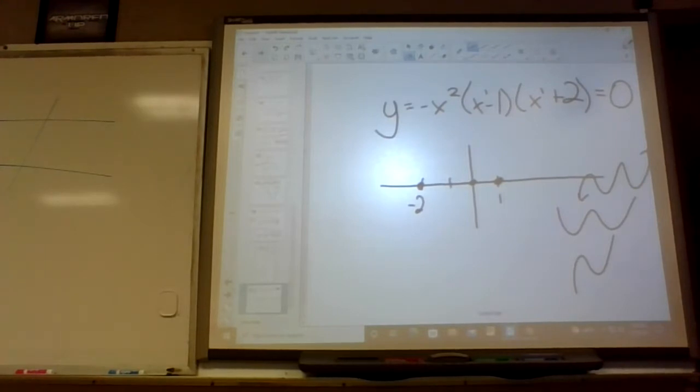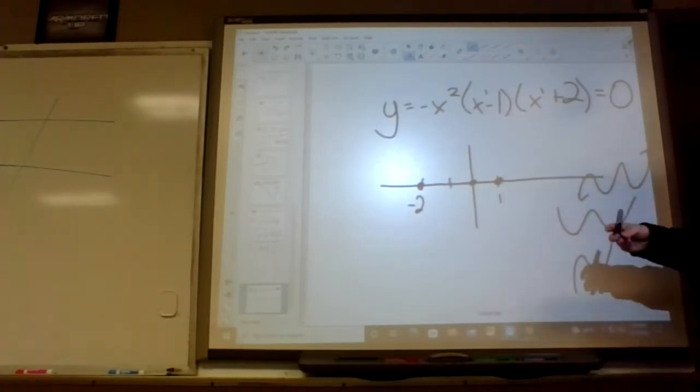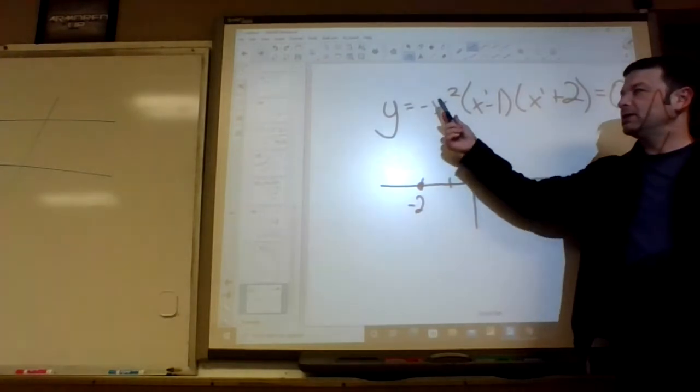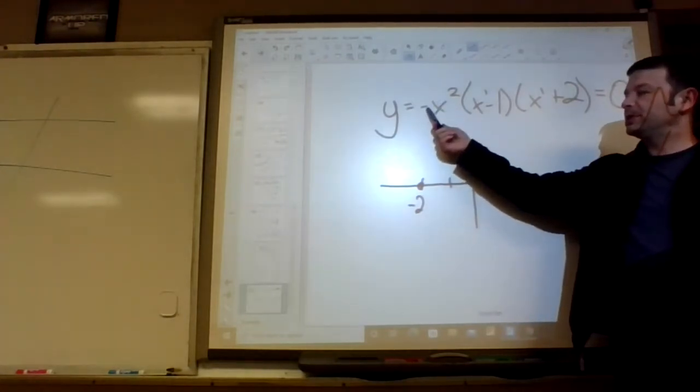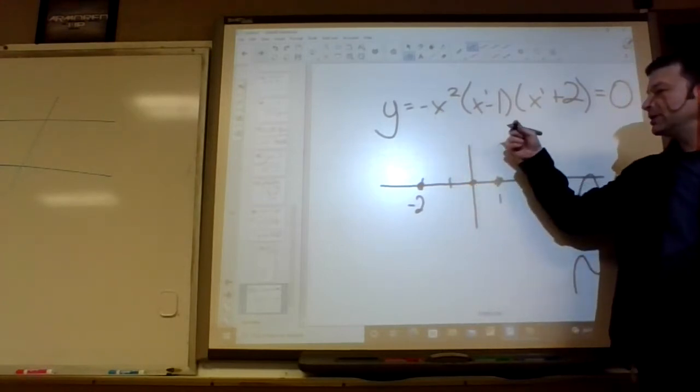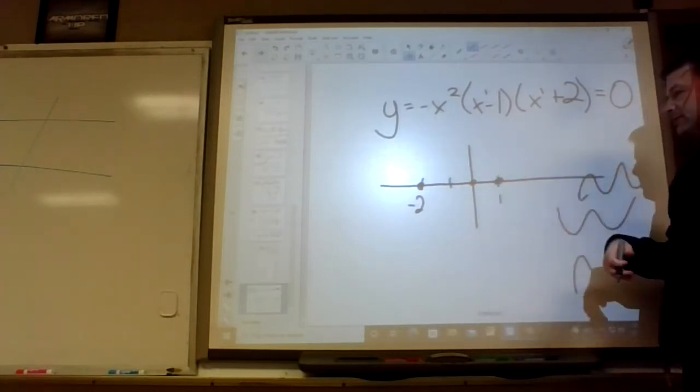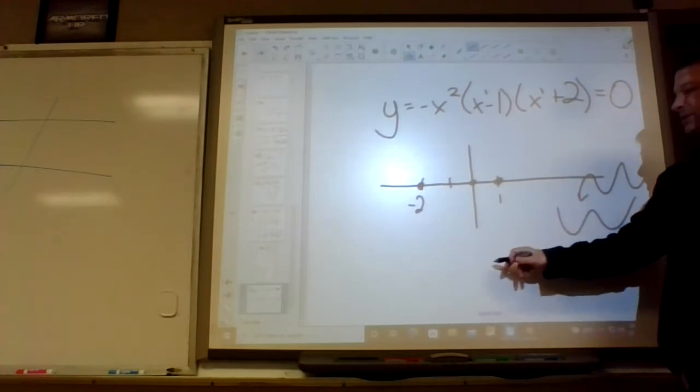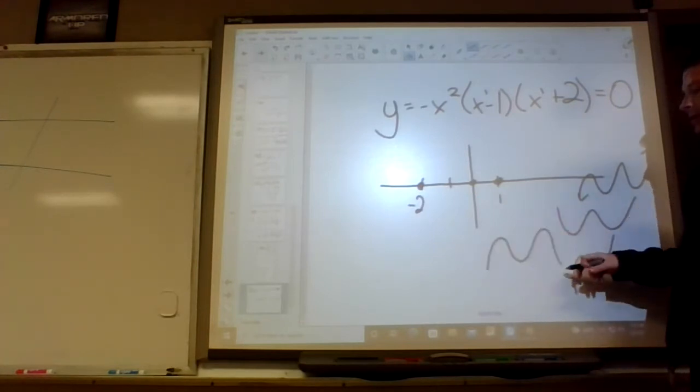0 is a what? Double root. Double root. Also, this is a negative function, like negative x to the 4th. So what shape will that take? Instead of a W, it'll be more like an M.